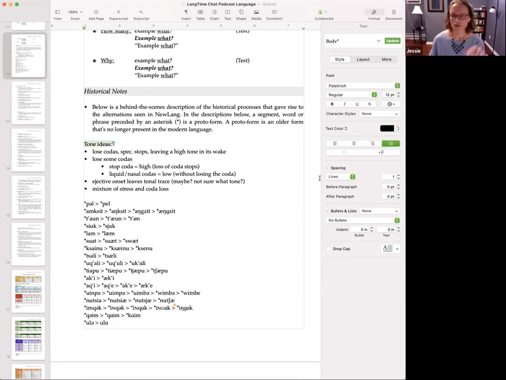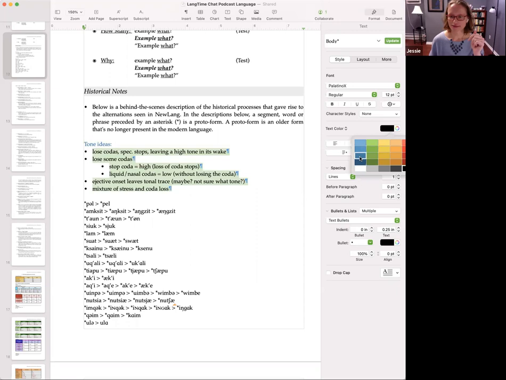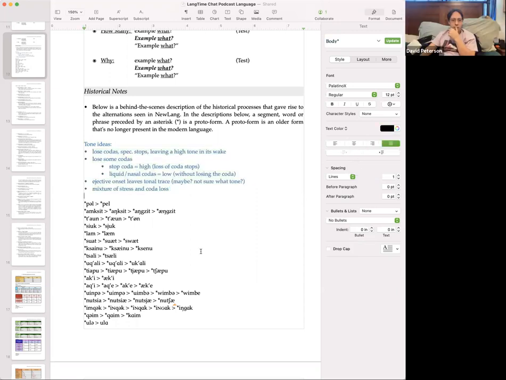I'm also going to make this some color to set it apart. Yeah, I like this color. That's a good color. Well, thank you. Thank you. I chose it myself.